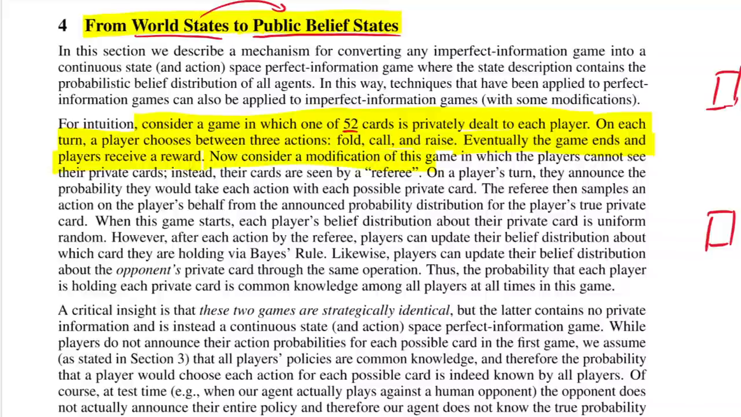Now consider a modification of this game in which the players cannot see their private cards. Instead, their cards are seen by a referee. On the player's turn, they announce the probability they would take each action with each possible private card. The referee then samples an action on the player's behalf from the announced probability distribution for the player's true private card.